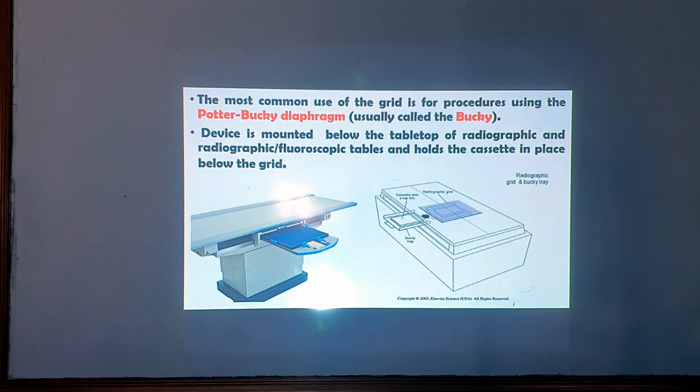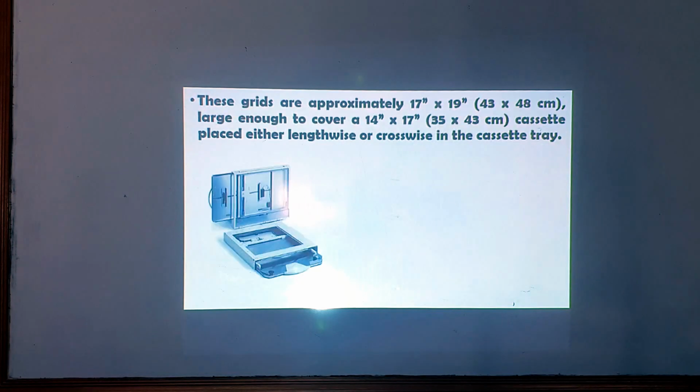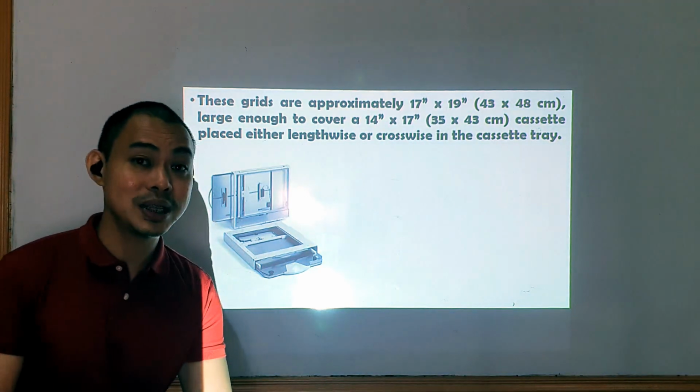The most common use of the grid is for procedures using the Potter-Bucky diaphragm, usually called the Bucky. It is a device which is mounted below the tabletop of the radiographic or X-ray table and holds the cassette in place below the grid. So these grids are approximately 17 inches by 19 inches and large enough to cover a 14 by 17 inches size of cassette. Because we have different sizes of cassette, right?